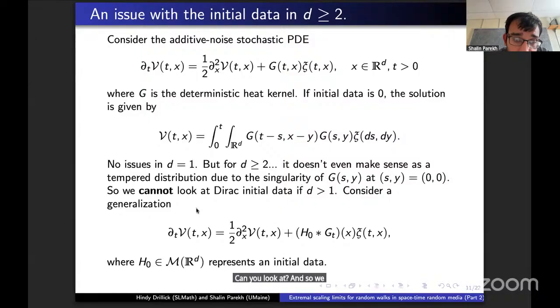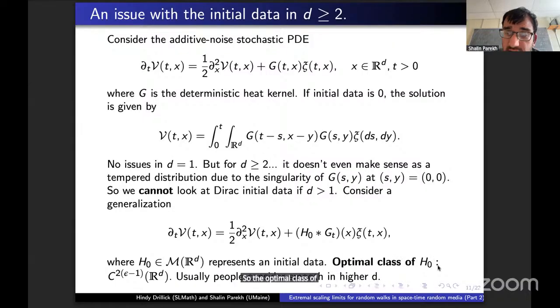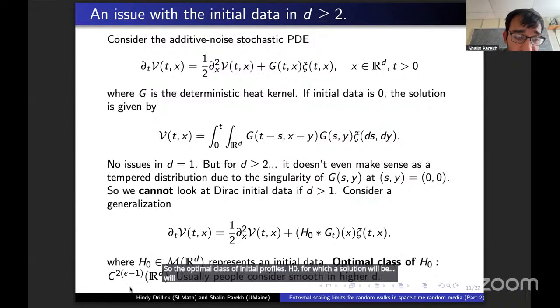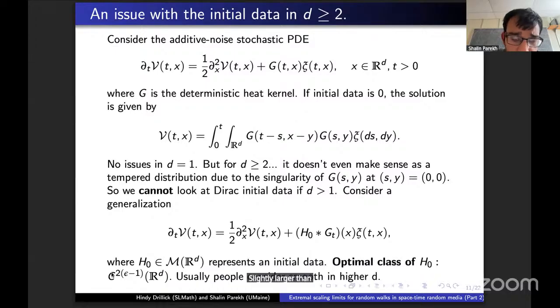And so we consider a generalization of this equation where we still have a heat equation, but now instead of the G_t itself appearing here, we convolve just spatially with some initial data profile, which is given by H0. And the question becomes, for which class of H0 does the solution for this stochastic PDE actually exist? And because it's a simple additive linear, Gaussian object, you can answer this question quite precisely. So the optimal class of initial profiles H0 for which a solution will exist is things that have regularity slightly larger than -2, okay? And what I mean by this is you can look at distributions, but those distributions have to be controlled in some sense to have regularity -2 or better.